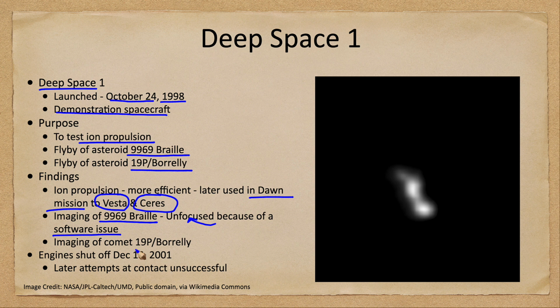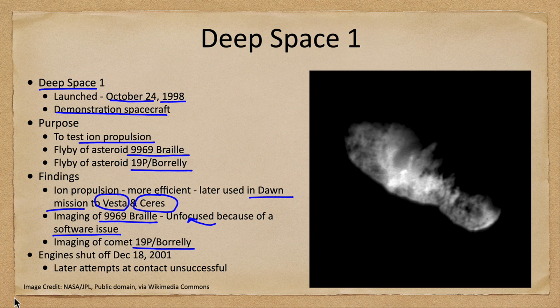And then a little while later, it imaged the comet 19P Borrelly, and we can see an image of that. The issue had been rectified by then, and we can see images of the cometary nucleus. Now, trying to study the nucleus of a comet really helps us to understand what the comet is all about and what's happening there. So, for the longest time, we knew nothing of cometary nuclei.